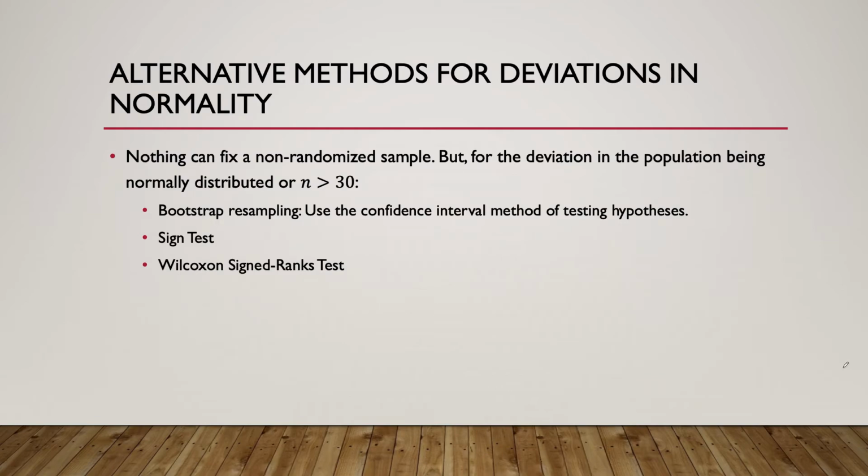For alternative methods for deviations from normality, nothing can fix a non-randomized sample, but for deviation of the population being normally distributed, or the sample being greater than 30, we can use bootstrap resampling, use the confidence interval method for testing the hypothesis, or use a sign test or Wilcoxon signed-rank test. The last two will be studied further later in the course.